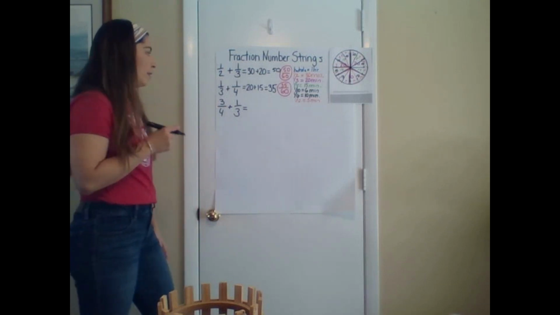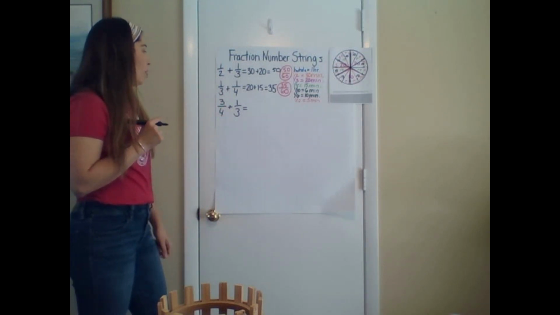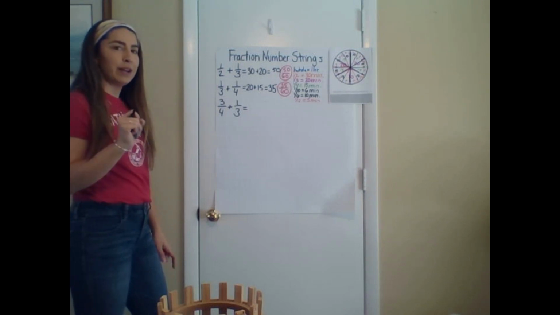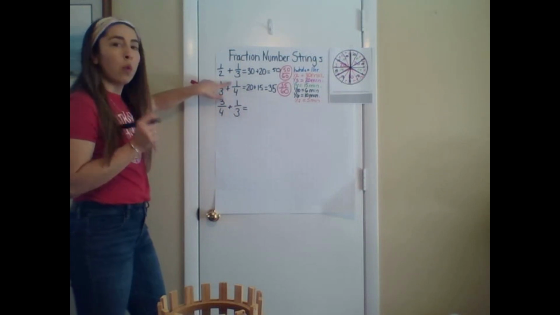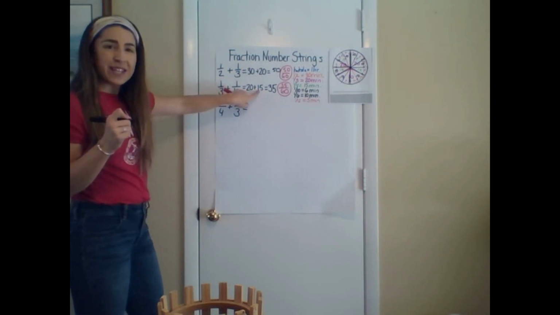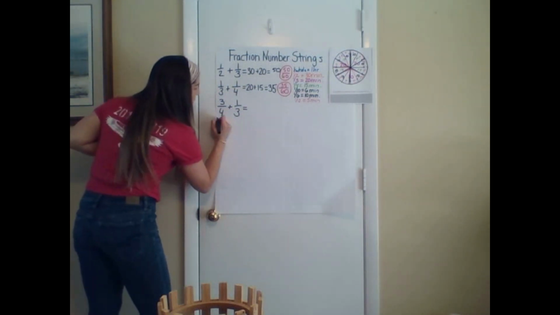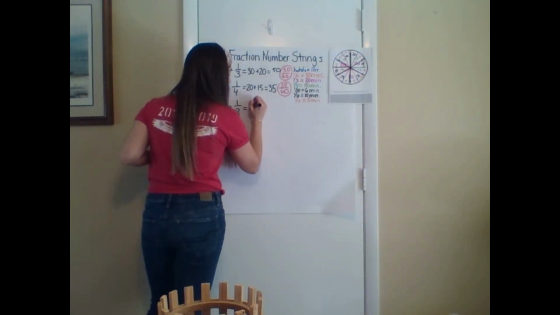So 3/4, I've only worked with unit fractions up until now. So I'm going to have to do a little bit of thinking on this one. So 3/4, I know that 1/4 is equivalent to 15 minutes. So if I have 3/4, then that must mean I have 3 groups of 15. And 3 groups of 15 equals 45 minutes.